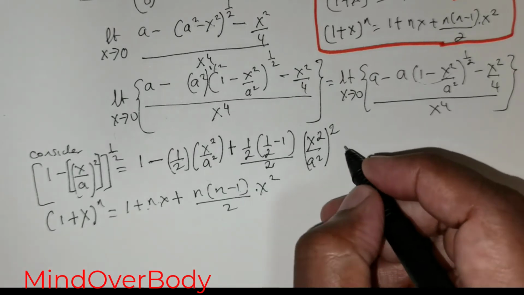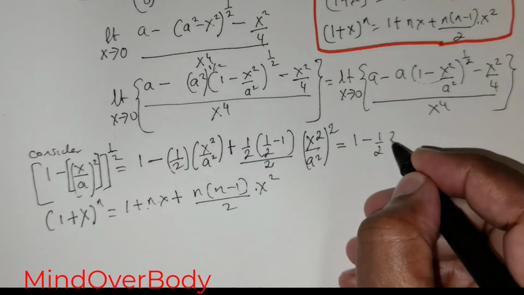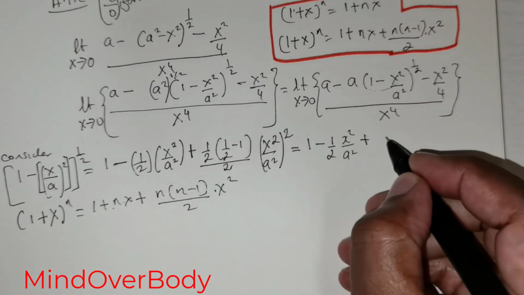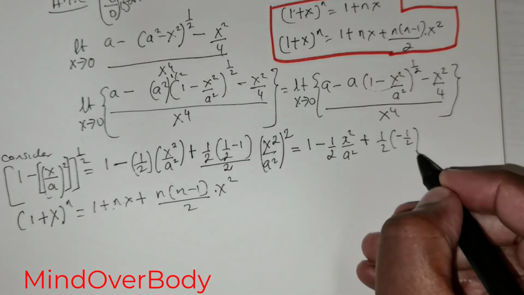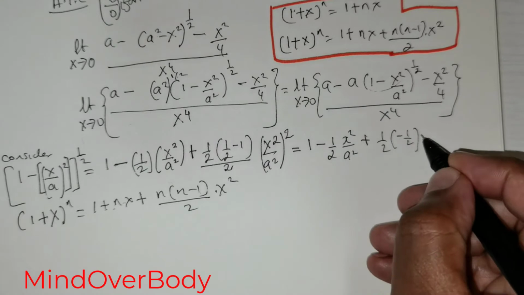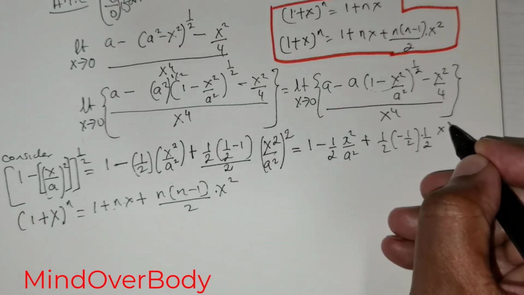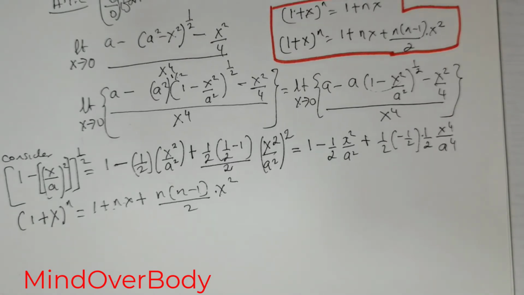Now I can rewrite this as 1 negative 1 over 2 times x squared divided by a squared, positive 1 over 2 times 1 over 2 negative 1. That's going to be negative 1 over 2. Already there's a 2 there, so that can be brought over here. And then you got x to the power of 4 divided by a to the power of 4. So this is what we have got.